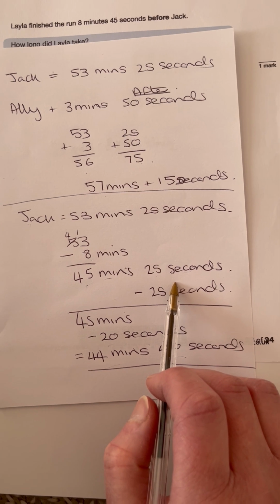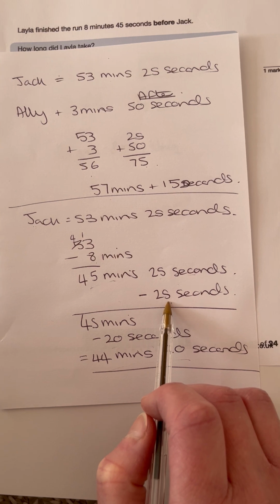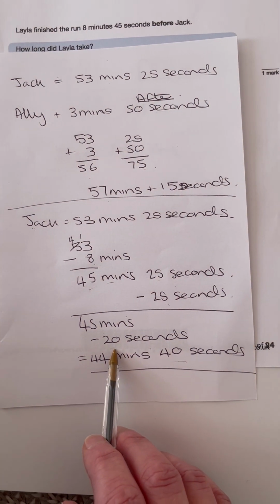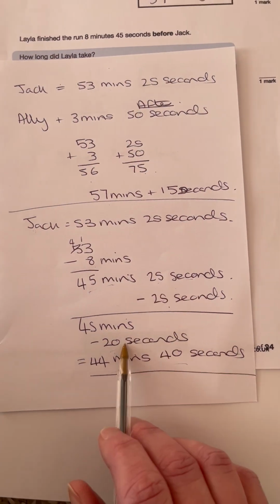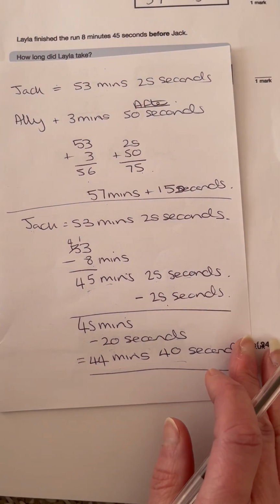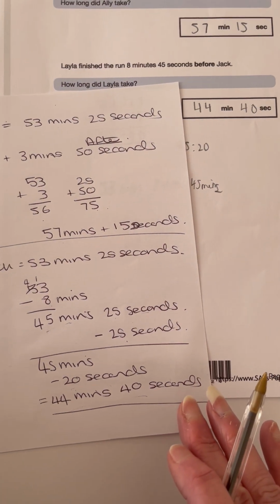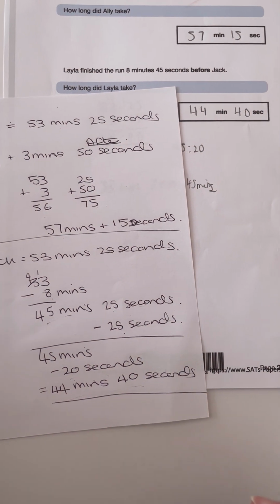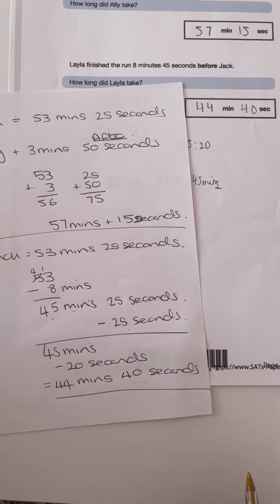So I can split the 45 seconds up. I could take 25 seconds off first, which gets me to 45 minutes. And then I could take the further 20 seconds off again, which gives 45 seconds in total. And that gives me an answer of 44 minutes 40 seconds. You may have your own way of doing that, and that's okay, but it's about just splitting it down and doing it in parts. So deal with the minutes first and then deal with the seconds.